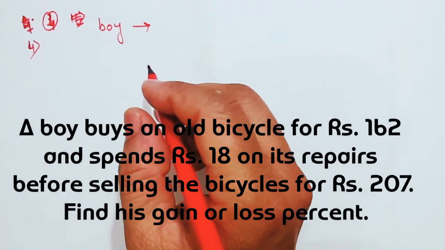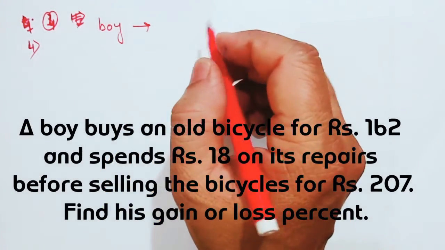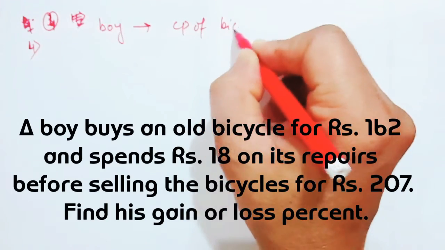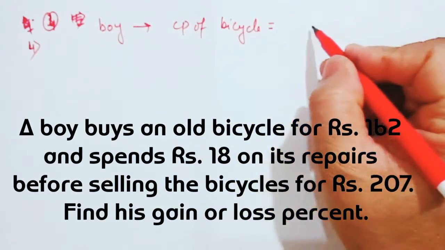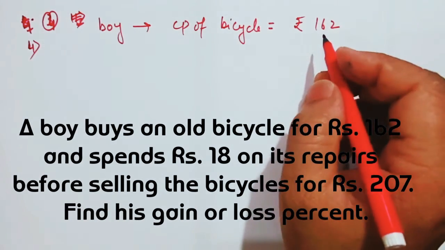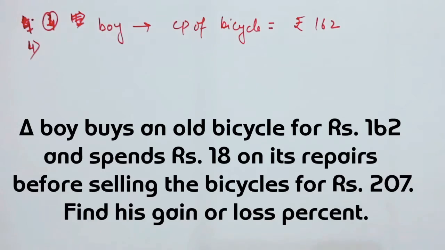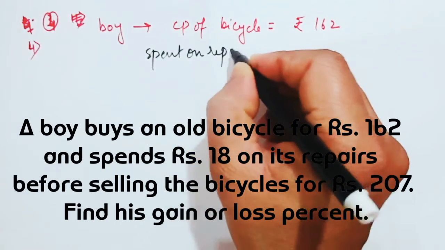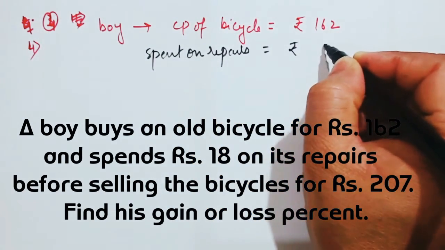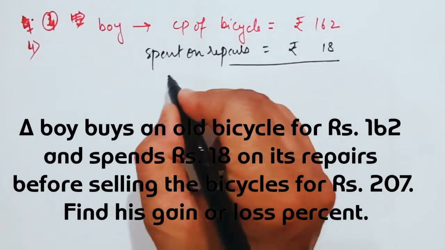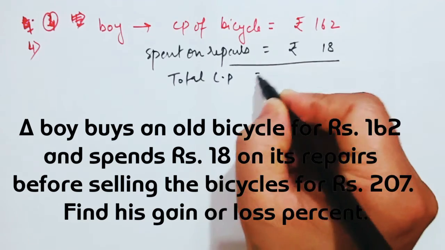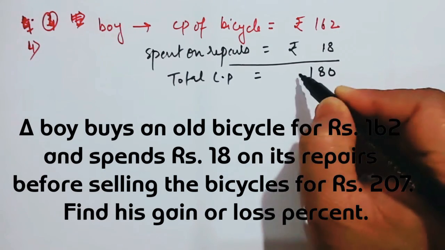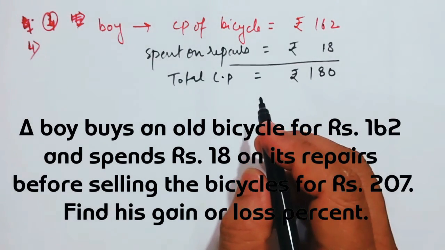A boy buys an old bicycle for rupees 162. So the cost price of the bicycle is equal to rupees 162, and he spends rupees 18 on its repairs. So spent on repairs is equal to rupees 18. So the total cost price becomes 180 rupees.